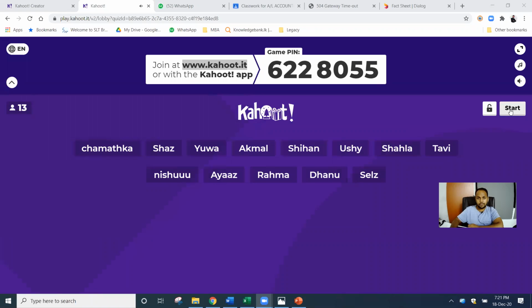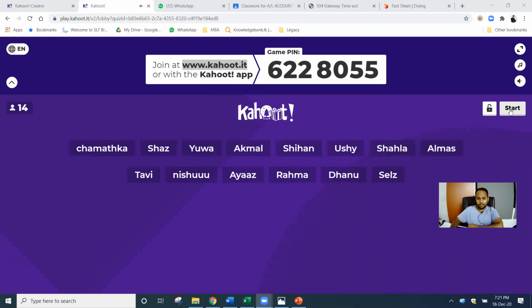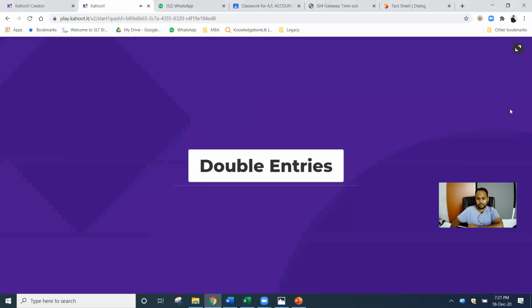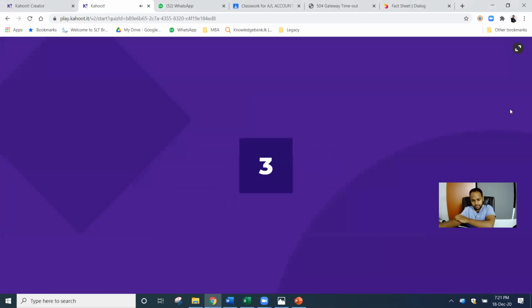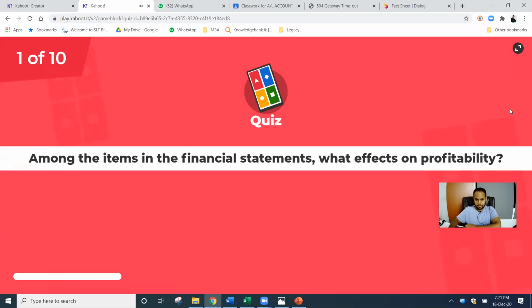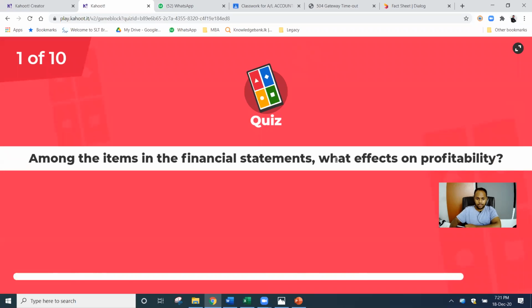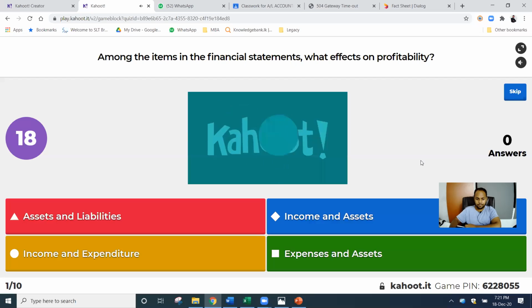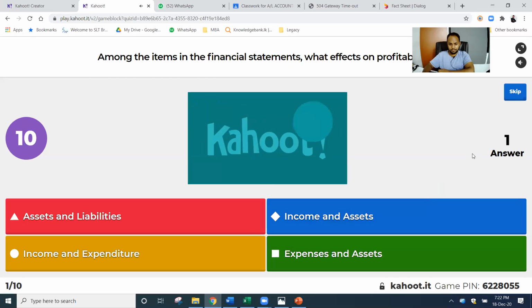It's an MCQ questionnaire, right? So whoever, let's see who is getting the highest. Right? Let's start. 1, 2, 3. Question number 1. Among the items in the financial statement, what affects profitability? Select what is the answer. Here is the time.